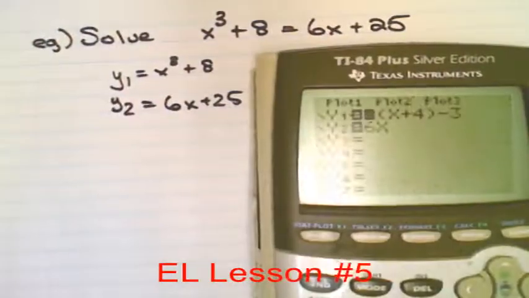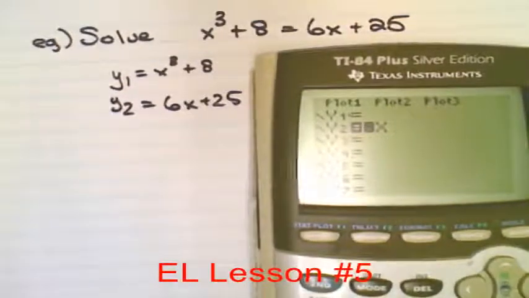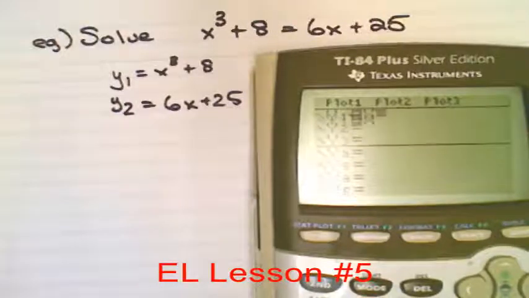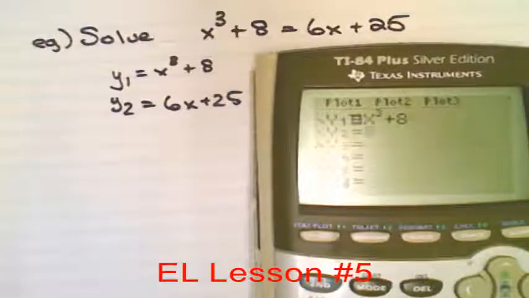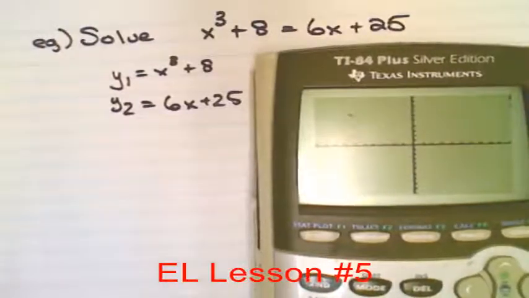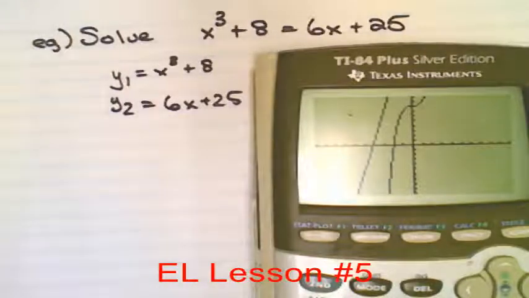So y1 is going to be x cubed plus 8. y2 is going to be 6x plus 25. Okay. I have my window. Now the first thing I've got to do is check to see can I see it. So push y equals, clear out what's there. I've got stuff from the last question there. So I clear out what's there and I'm going to put in x to the power of 3, plus 8. And the next one I'm going to do is 6x plus 25.